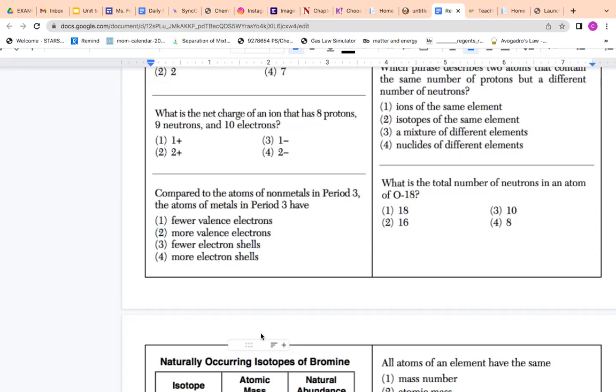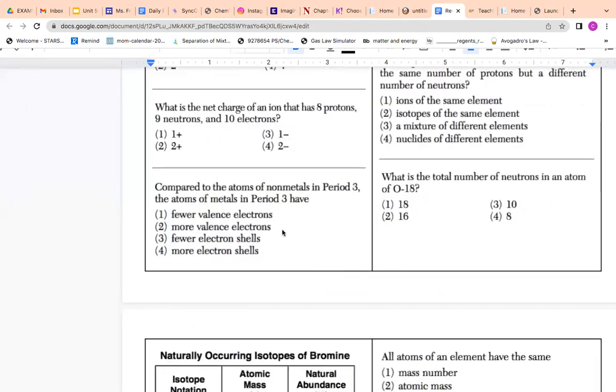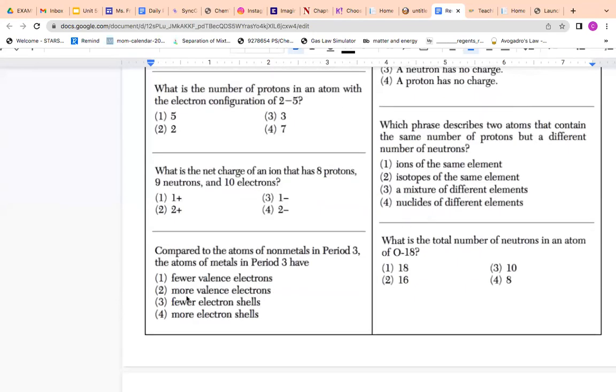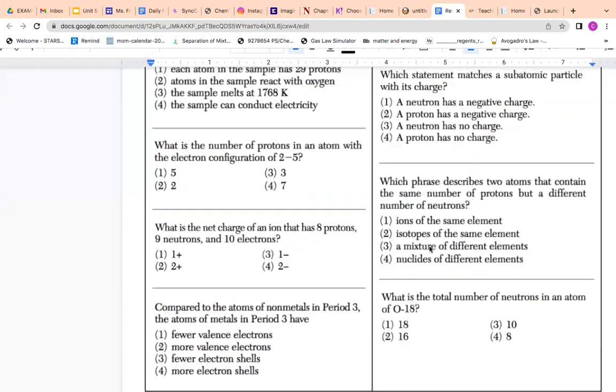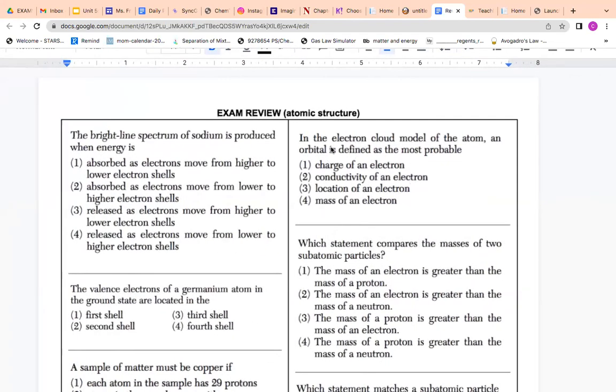Alrighty, let's go back up to the top of this page. I feel like I might have marked that wrong on the actual review. But anyways, it should be fewer valence electrons, yeah. Okay. In the electron cloud model of the atom, by the way, that is the most current one, right? That's the one with all of the dots.